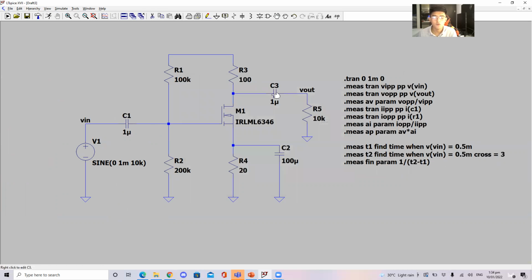So that is it for my MOSFET amplifier circuit project, where I used an N-channel MOSFET, the IRL ML6346.